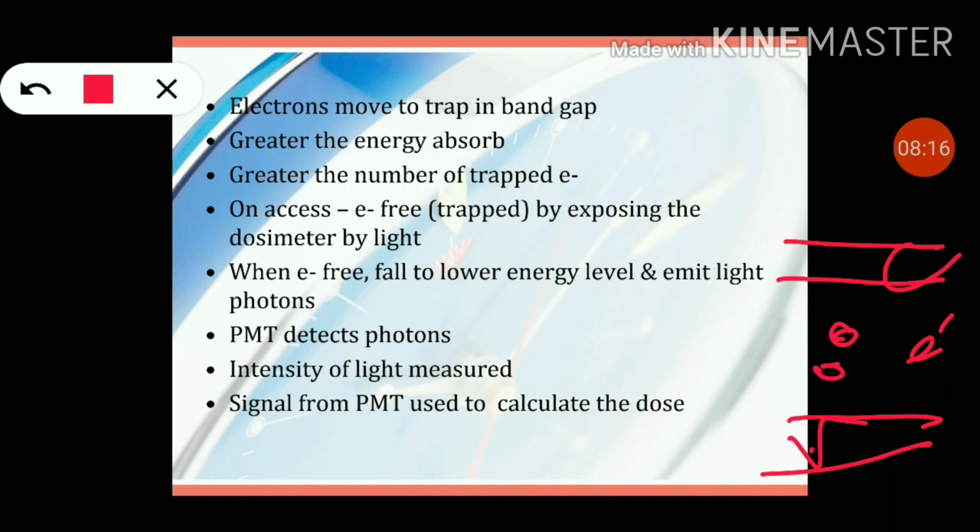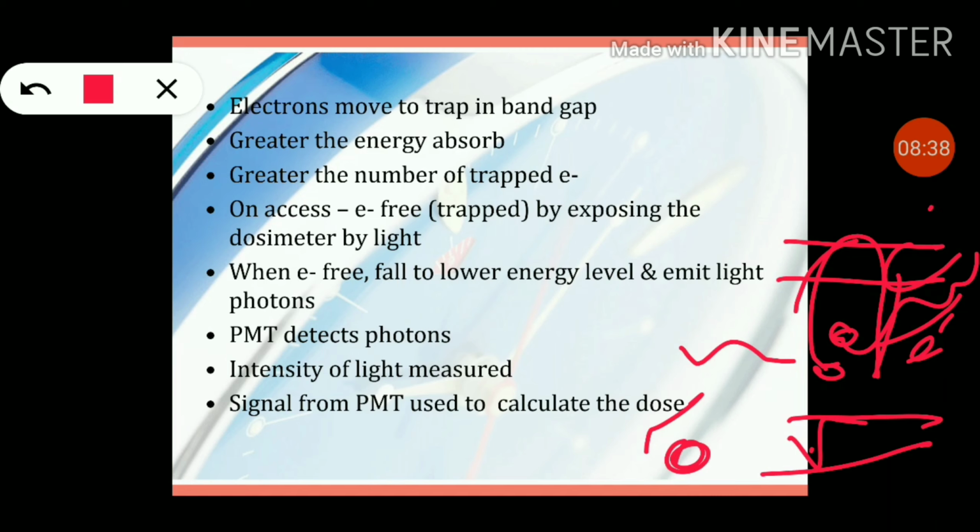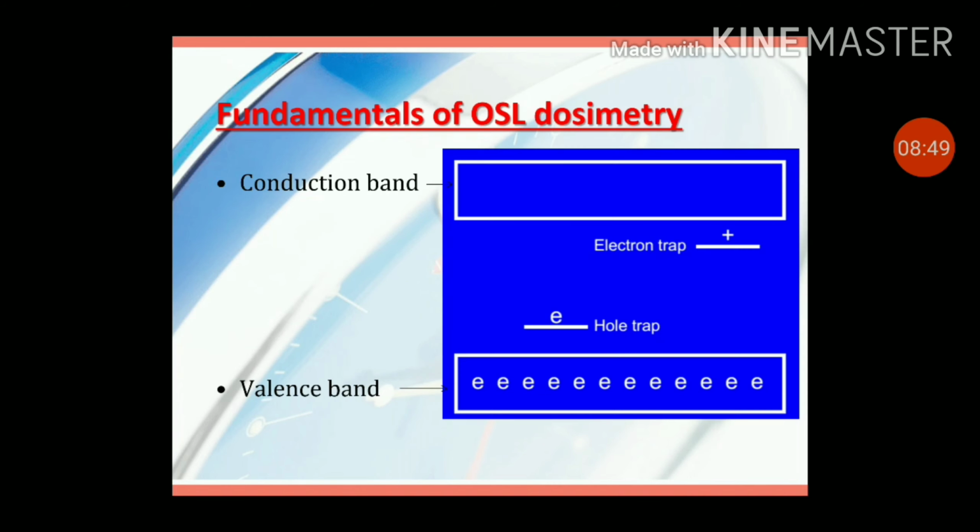like in the TLD case we are heating the TLD card, so then it will emit some light. But in the OSLD case, we are exposing the dosimeter to some light. So when electrons are freed, they will fall to a lower energy band, and then it will emit some light photons. The photomultiplier detects the photons. So the intensity of light is measured. The signal from the PMT is used to calculate the dose.